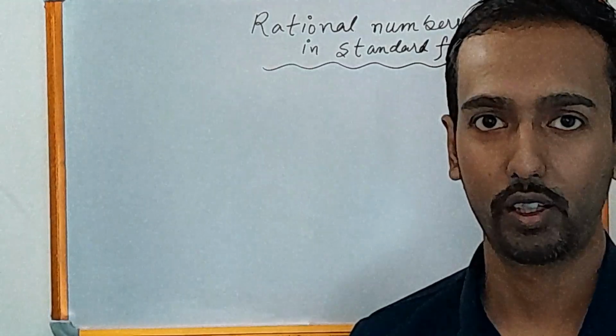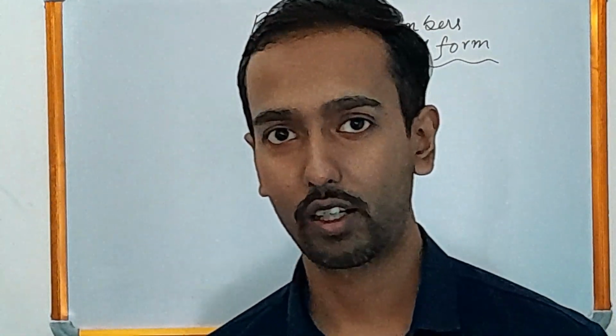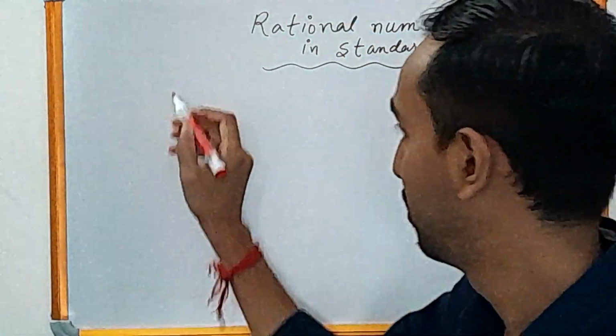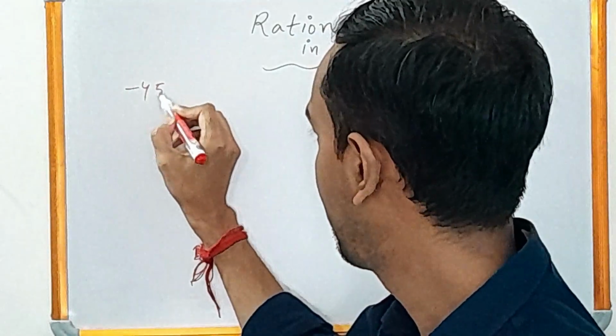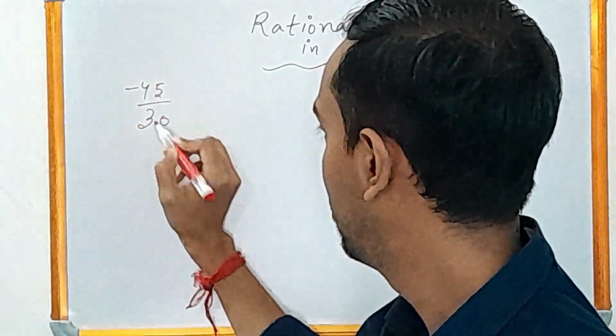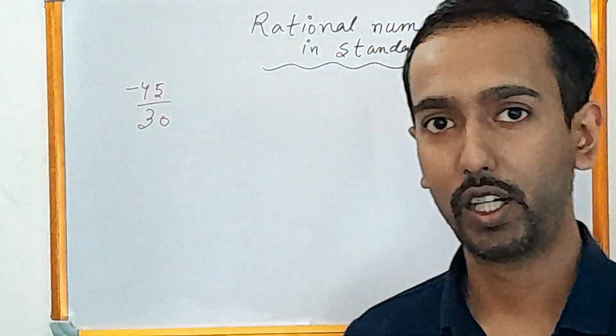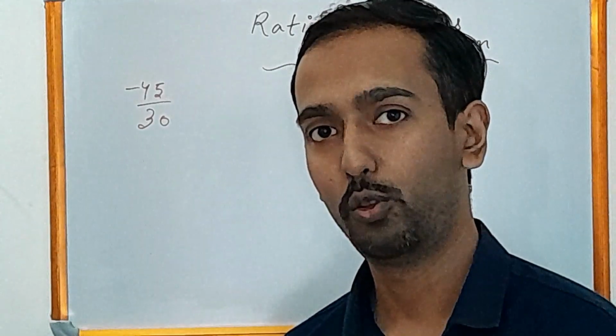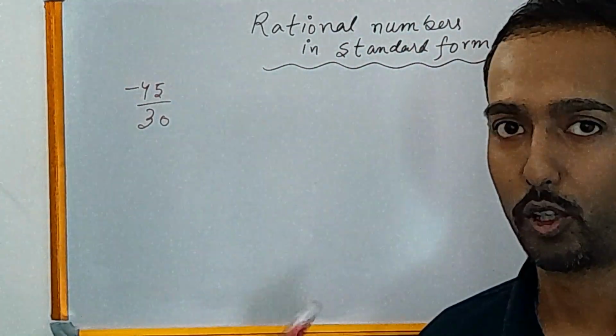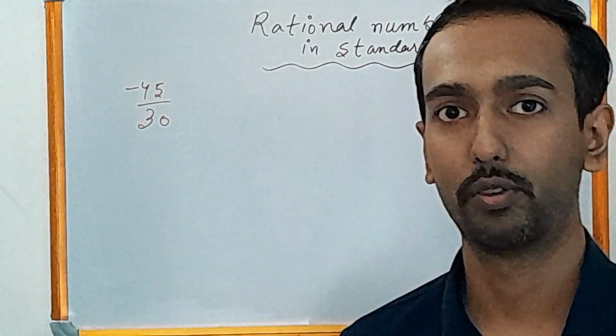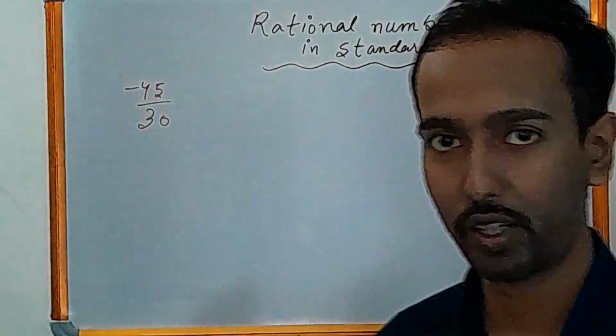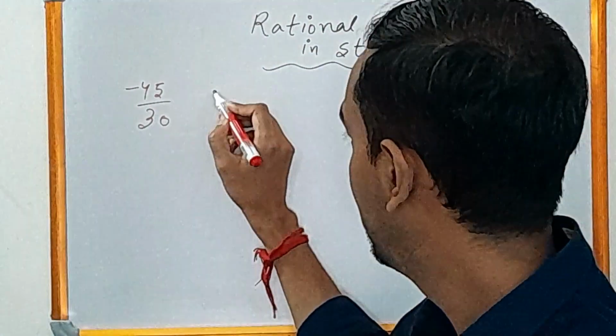So students, now we will study how to reduce a rational number to its standard form. So for that, let's take an example of a rational number. So here the number I have taken is minus 35 by 30. Now we have to reduce it to its standard form. For that, we have to find the HCF of 35 and 30. So let's find the HCF of 35 and 30.